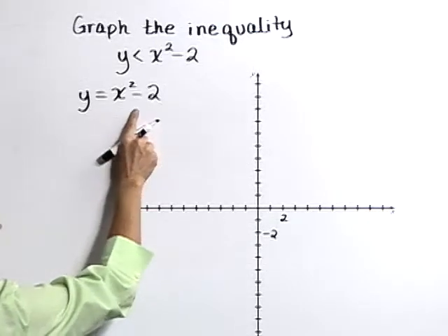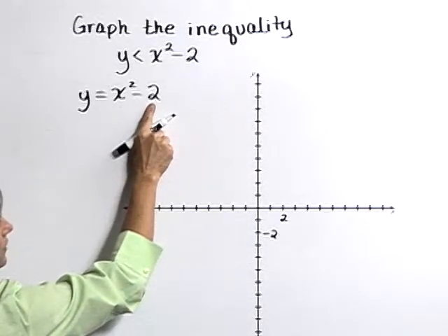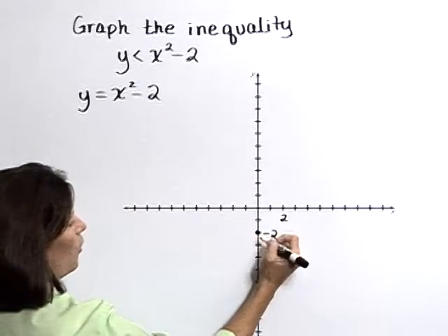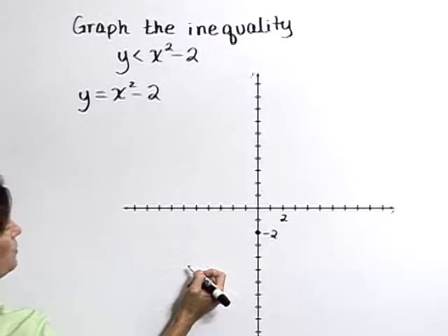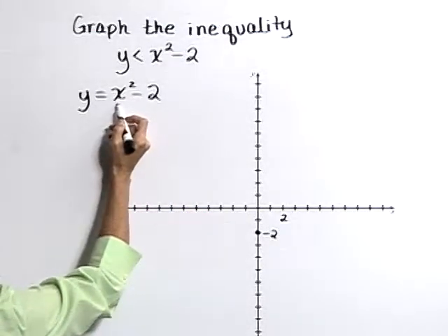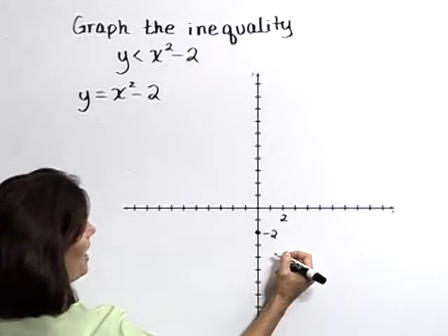This boundary is a parabola that gets shifted down 2 units from the origin, so it has its vertex here on the y-axis at (0, -2). It's of the same shape as y equals x squared. It opens upward. So let's just quickly sketch a parabola.